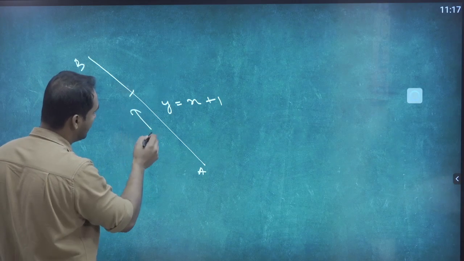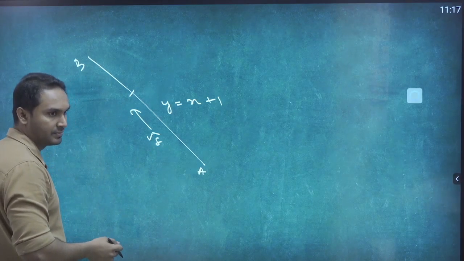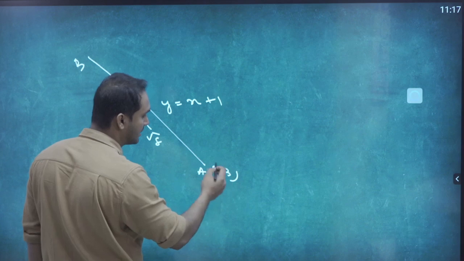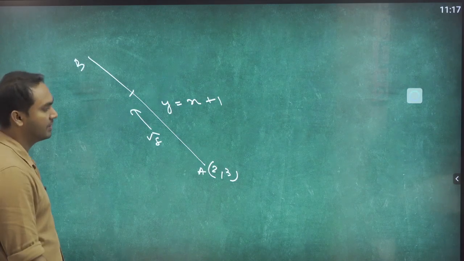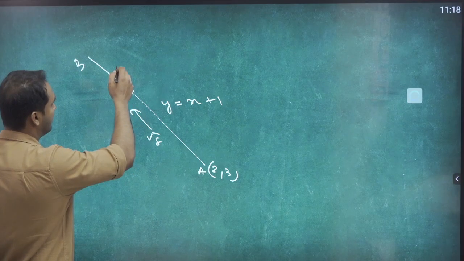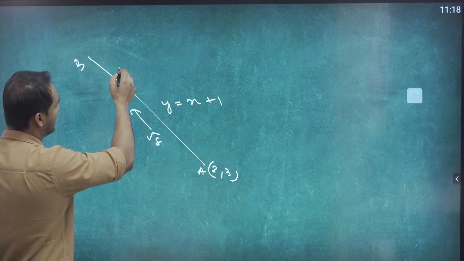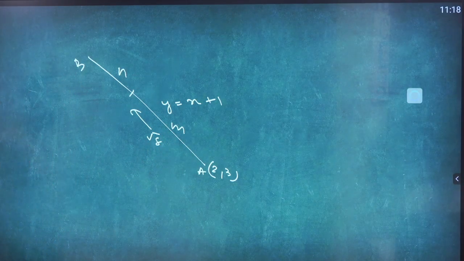This length is root 8, and the A coordinates are given, right? A coordinate is 2, 3. That's all given. Yes, they are asking for B, the coordinates of B. So what do you see here? Okay, this has to be a ratio in some way. We don't know the ratio. We'll take the ratio as anything, this as n and this as m.